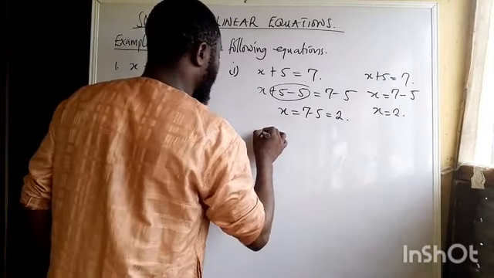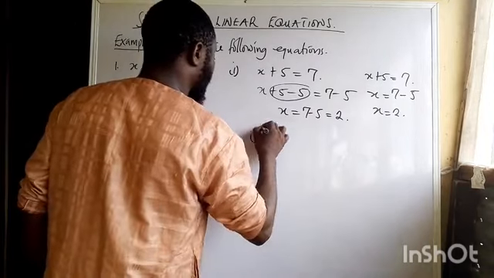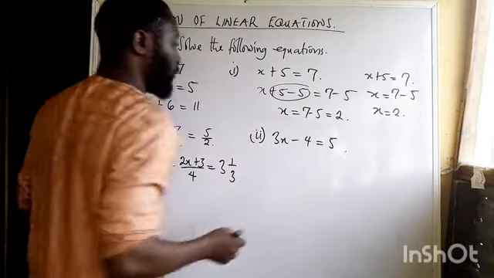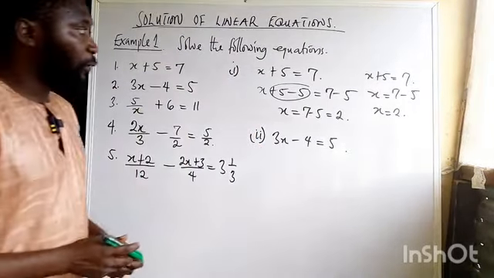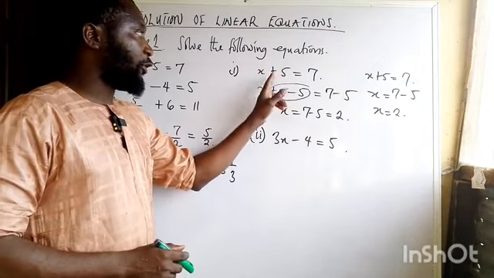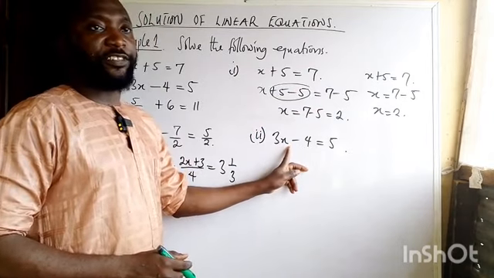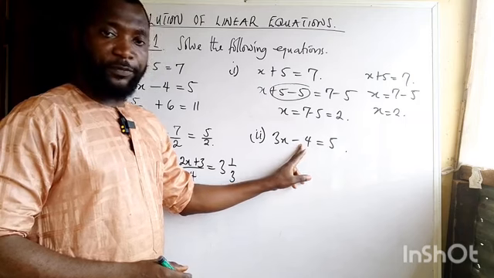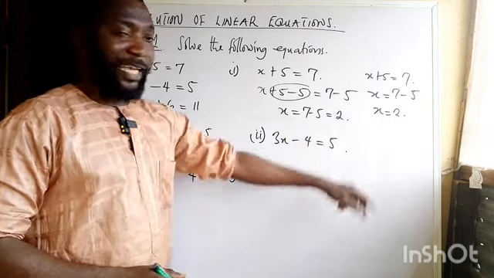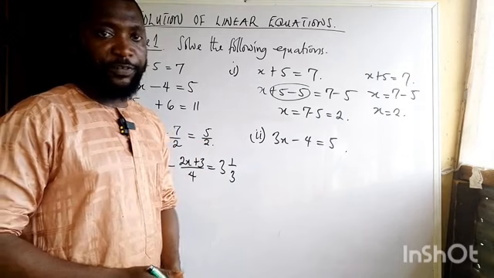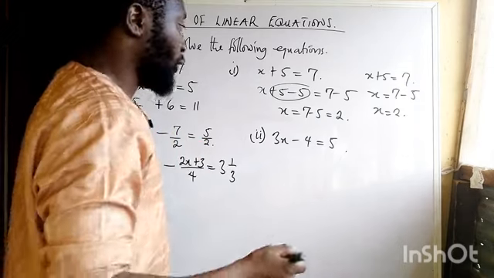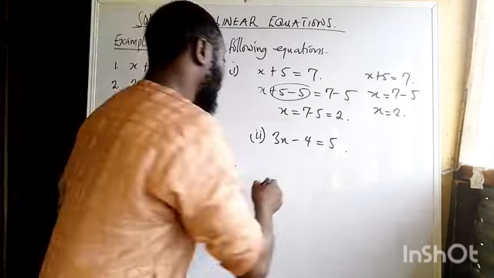Now, suppose the second question says 3x minus 4 equals 5. We want to find the value of x. Unlike the first example where 5 is added, now 4 is taken from 3x. This 4 is negative. By the time you move it to the other side, it becomes positive. So 3x equals 5 plus 4, or you say, add 4 to both sides.